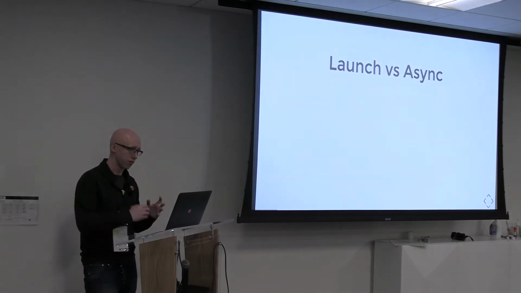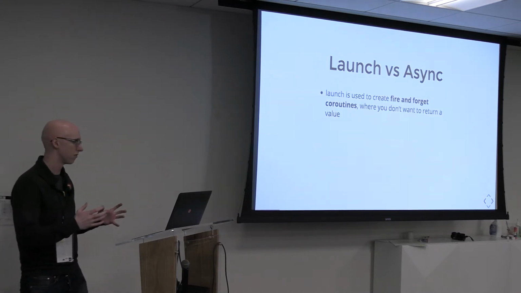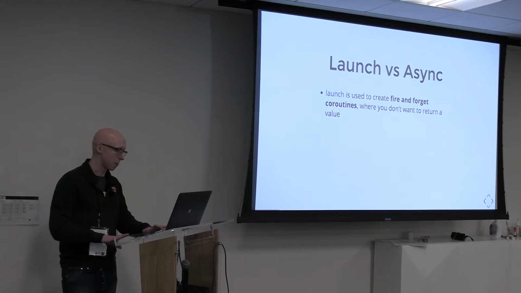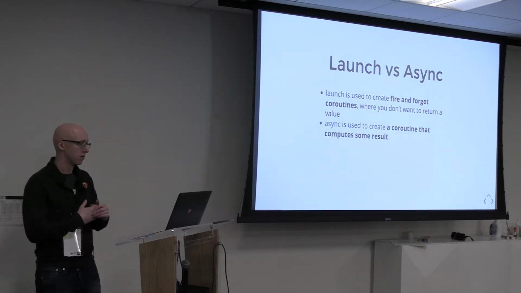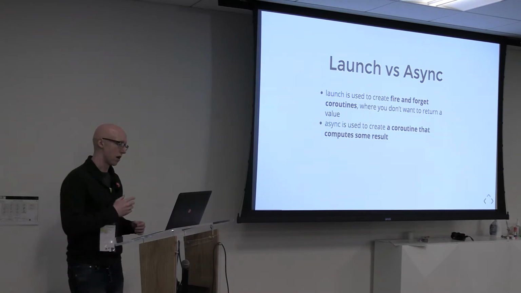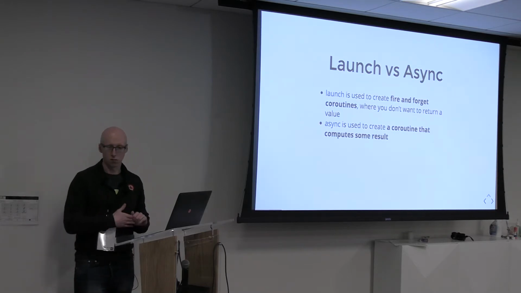So there's 2 ways to create a coroutine. Launch is when you want to fire and forget. You don't want a result. Just do this work, and I don't need a return value. Async is used to create a coroutine that computes some result, so you want a return value. These behave a little bit differently in terms of exception handling, which I'll run through later on.